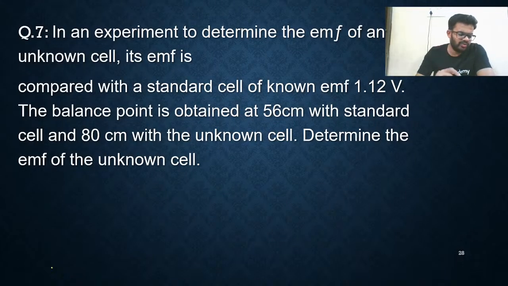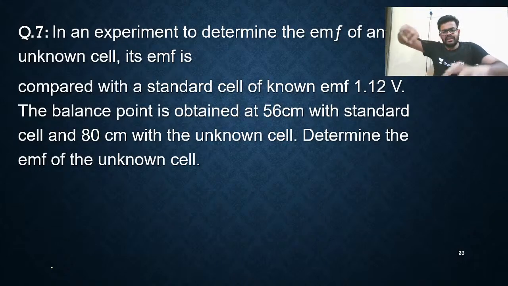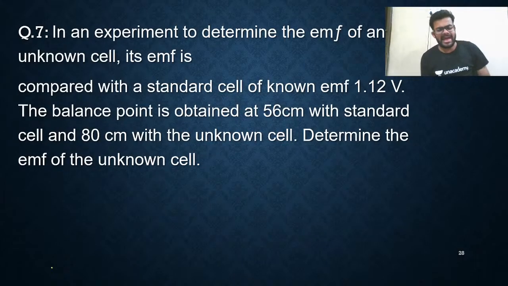Okay, you are asking how to find the jockey value. My dear, we don't need to find the jockey value. We will just move this jockey on the wire. We will get the zero deflection in the current. So we'll get the balancing length.